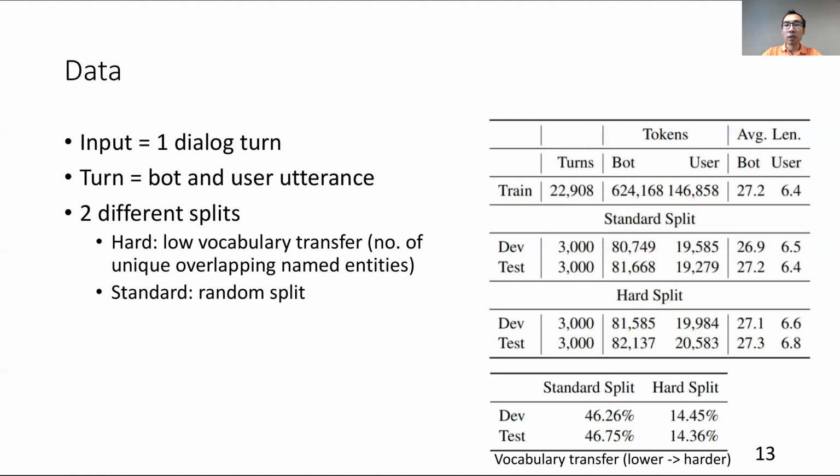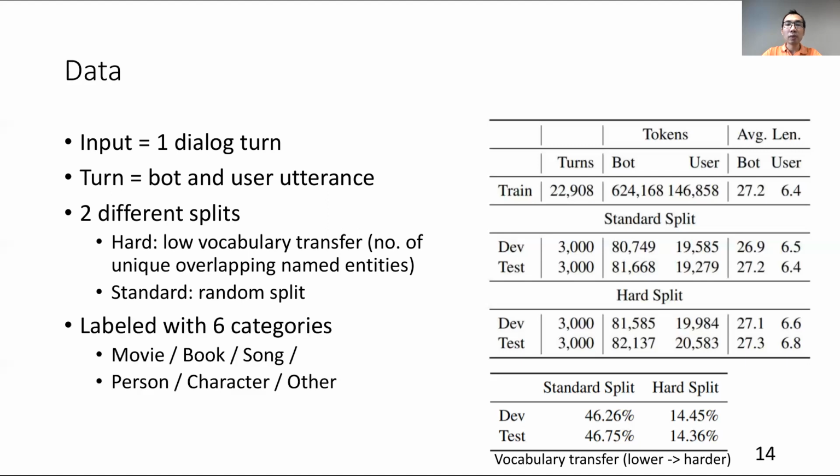The test set of the hard split more closely resembles the data during the chatbot deployment. This is because it is very common to encounter new names during deployment. Thus, a high performance on the hard split is a realistic reflection of the model robustness during deployment. The data are labeled using six different categories. The categories are movie, book, song, person, character, and other.